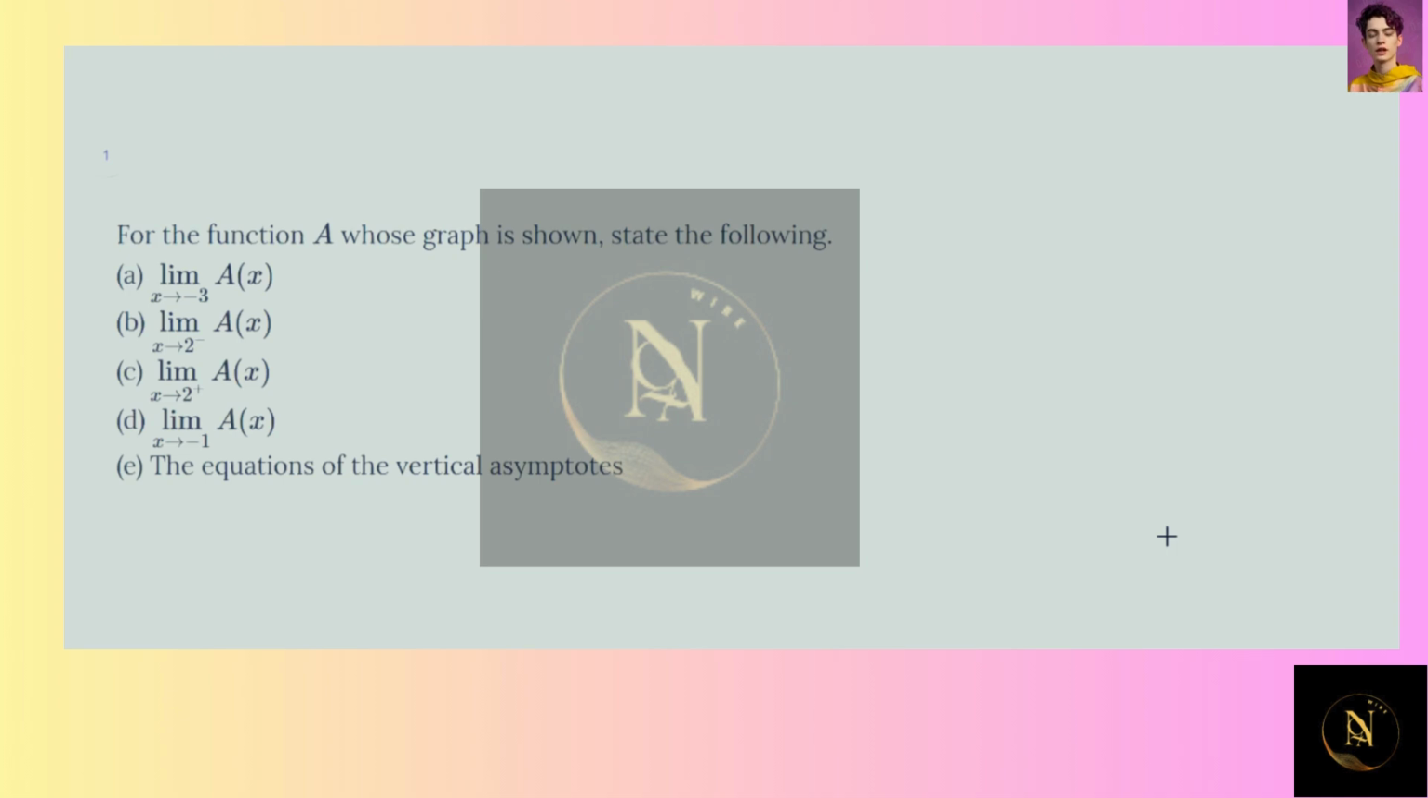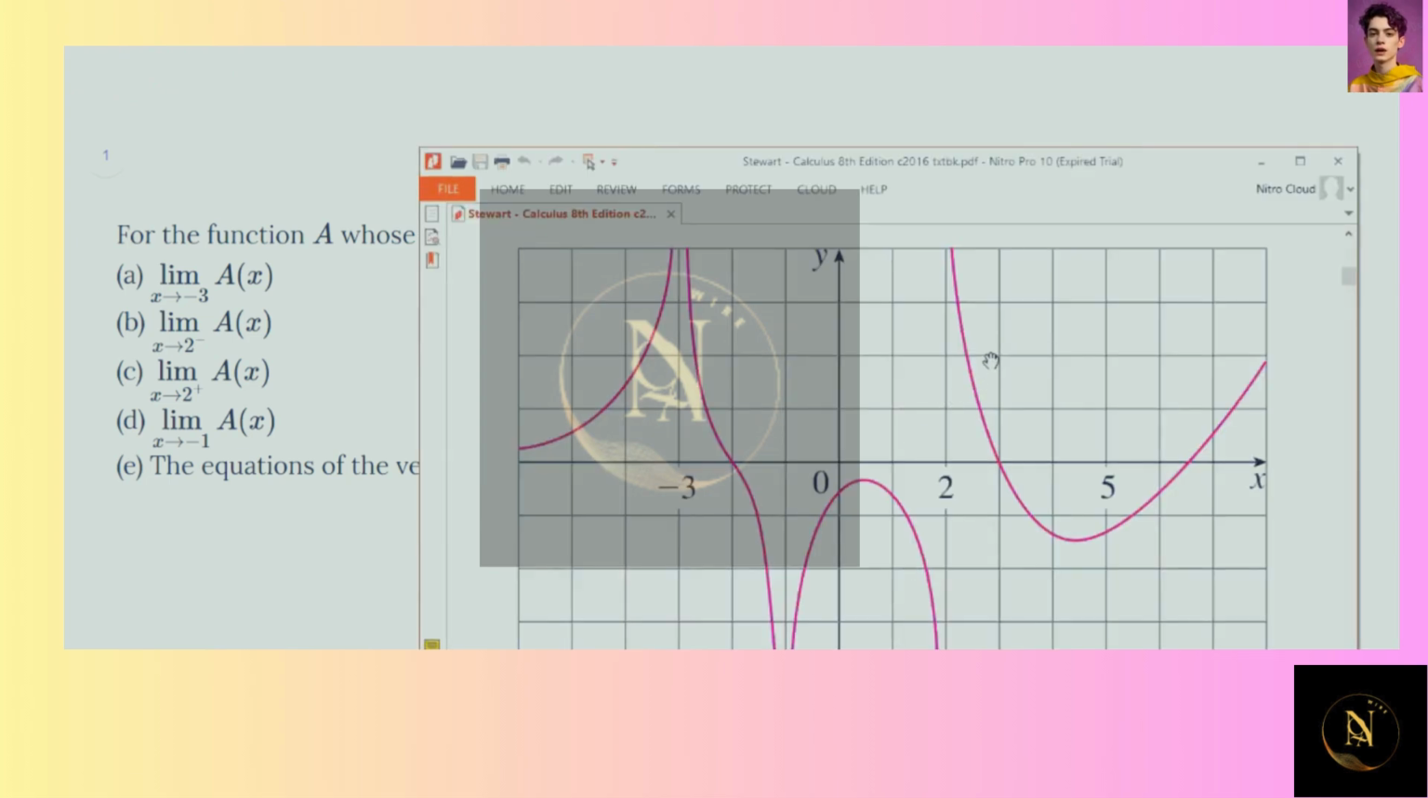This is problem number 8 of Stewart, 8th edition, section 2.2. For the function a, whose graph is shown, state the following. So this is the function a, and we begin with part a. What is the limit of this function as x approaches negative 3? And it doesn't specify from the left or the right, so we must look at both.